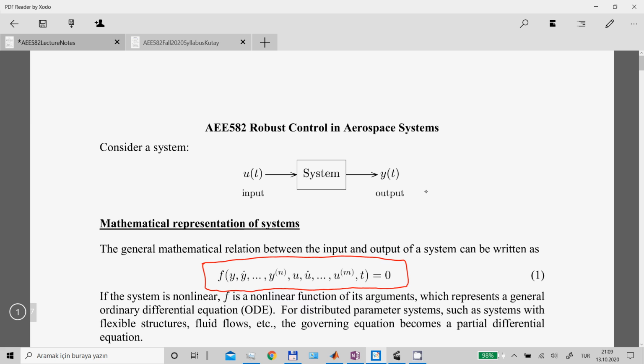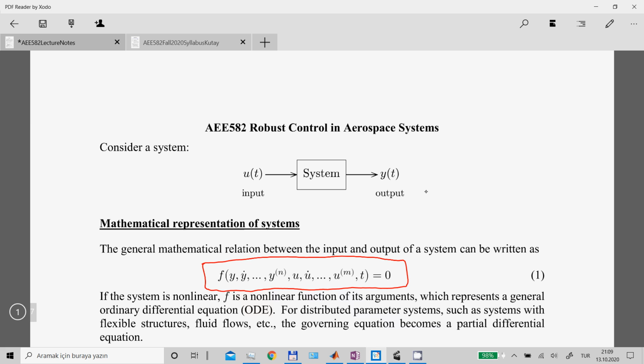And here I'm assuming that our system is a lumped parameter system. Otherwise, if you have a distributed parameter system, such as systems with flexible structures, there will be more than one independent variable, which will lead to partial differential equations in the mathematical model. And those are not systems we will consider in this course. So in our course, we will only consider systems which can be represented by ordinary differential equations.